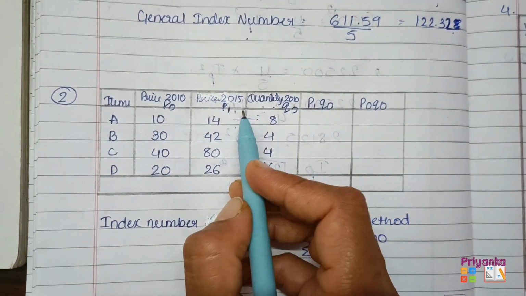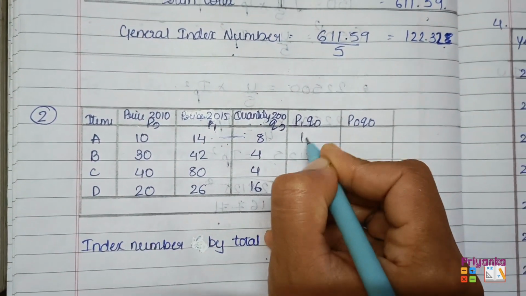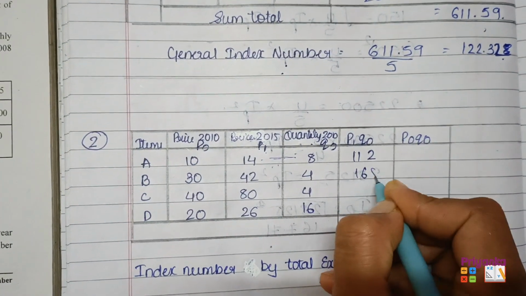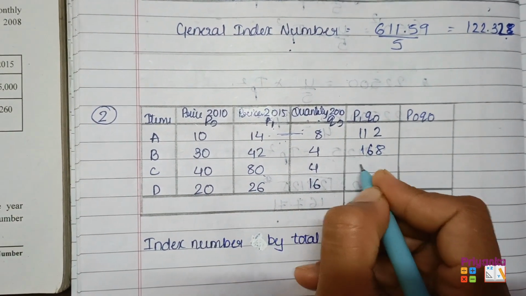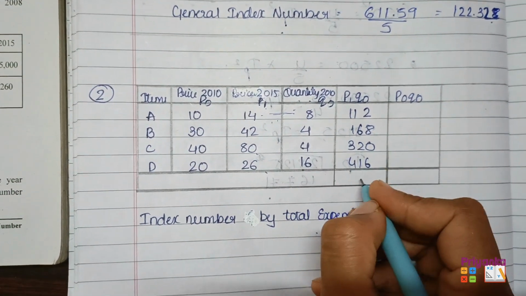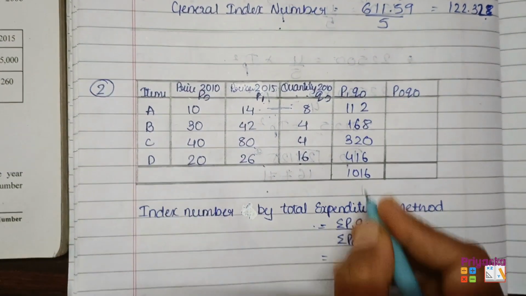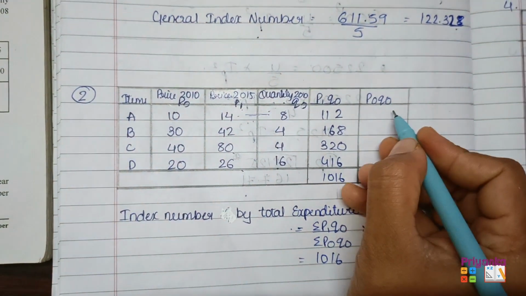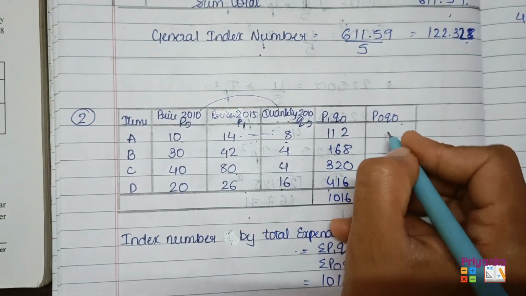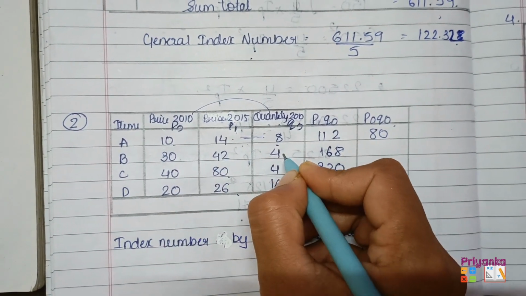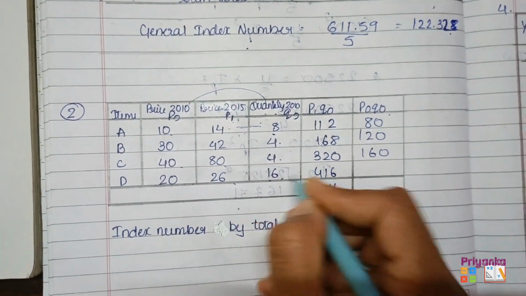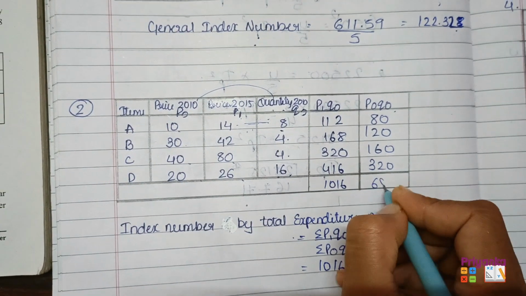14 multiplied by 8. Here we get 112. 42 multiplied by 4, 168. 80 multiplied by 4, that is 320. 26 multiplied by 16, that is 416, and here the total we get is 1016, which we put into the formula: 1016. Next is P0 Q0, means these two columns are going to be multiplied. 10 into 8, that is 80. 30 into 4, that is 120. 40 into 4, 160. 20 into 16, that is 320. Here we get the total 680.